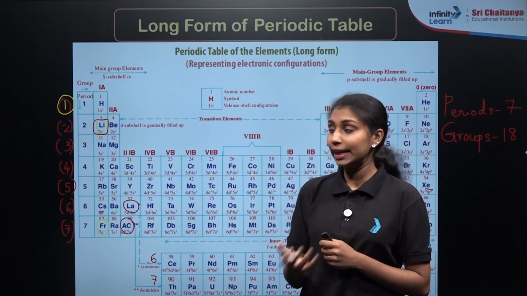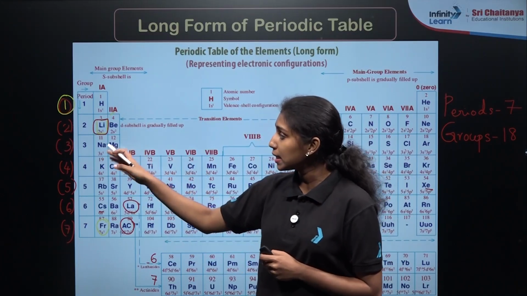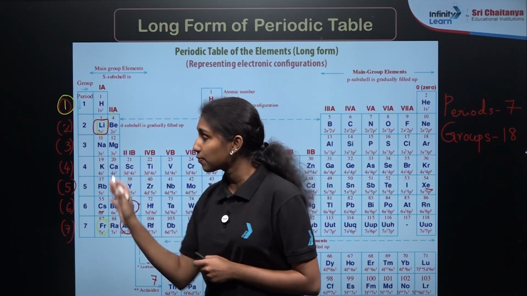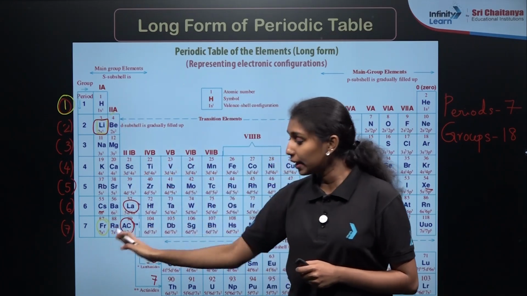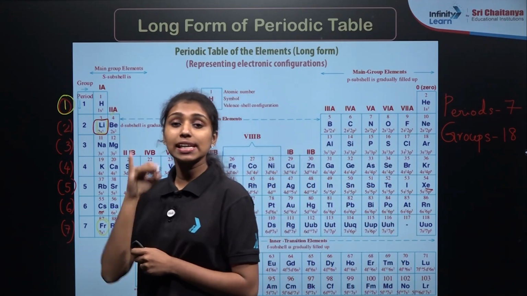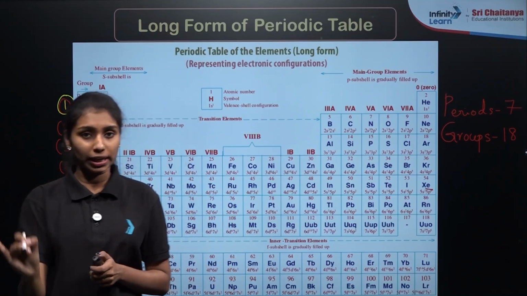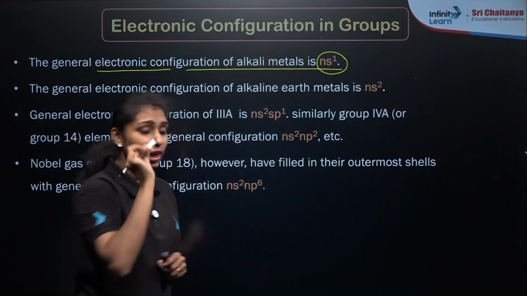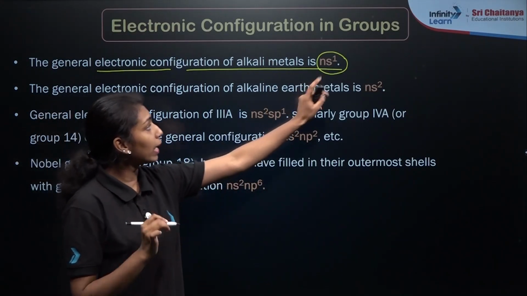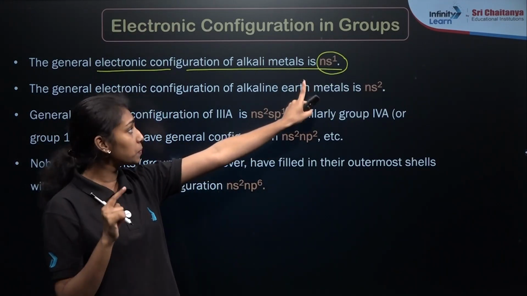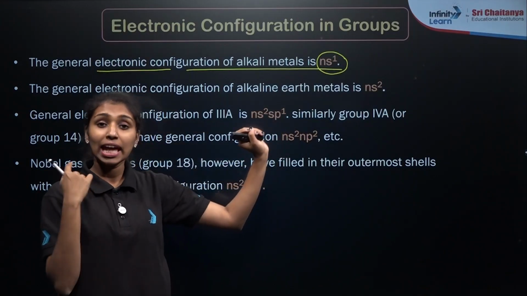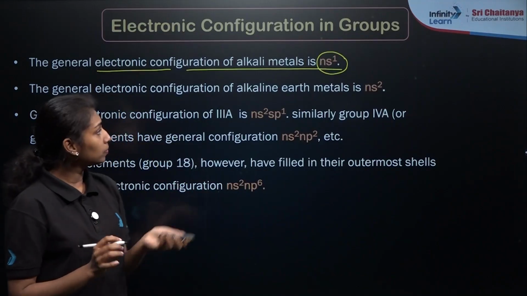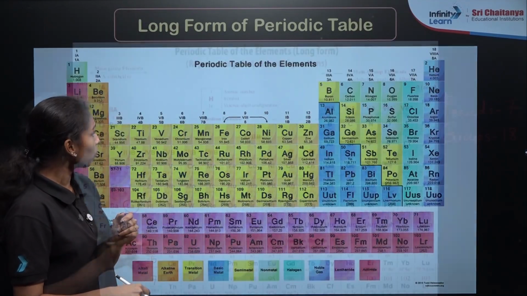So what you are observing here, if I put the value of n equal to 1, 2, 3, 4, we can say that the first group elements have the general electronic configuration of ns1. Is there any doubt? That is given here. For example, if it belongs to the first period, it has the electronic configuration 1s1. If it belongs to the second period, it will have electronic configuration 2s1. Clear?